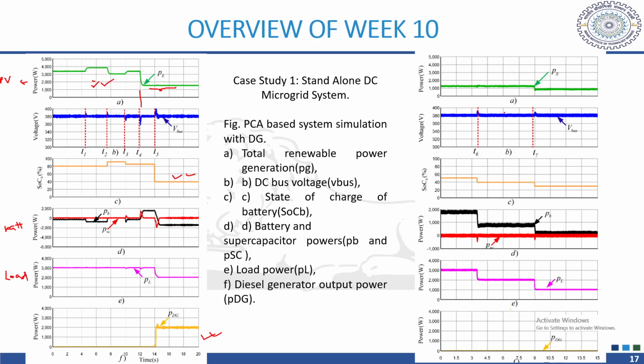Similarly, this is also one such case study. Here the P generation is about 1000 and the P load is 3000. That means the battery has to discharge, so you can see the SOC level gradually decreasing. And in all cases, the voltage at the DC bus has been regulated at a constant.